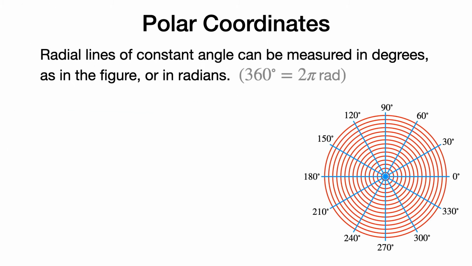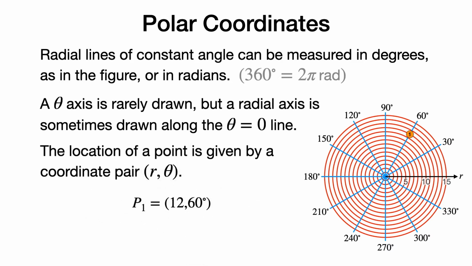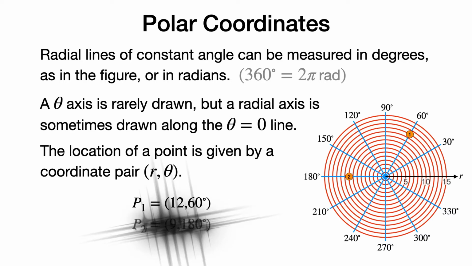Radial lines of constant angle can be measured in degrees, as shown in the figure, or in radians. Let's remember that 360 degrees is equal to 2 pi radians. A theta axis is rarely drawn in such figures, but a radial axis is sometimes drawn along the line of constant theta equals 0. The location of a point is given by, again, a coordinate pair, r theta, in this case 12 and 60 degrees. And here's another example.